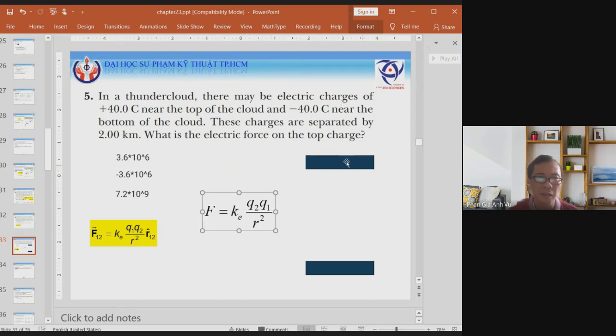This is the top and the bottom. So I take the top here, the bottom here. The force will be the attractive force, right? From the top to the bottom or vice versa. So this is the force.